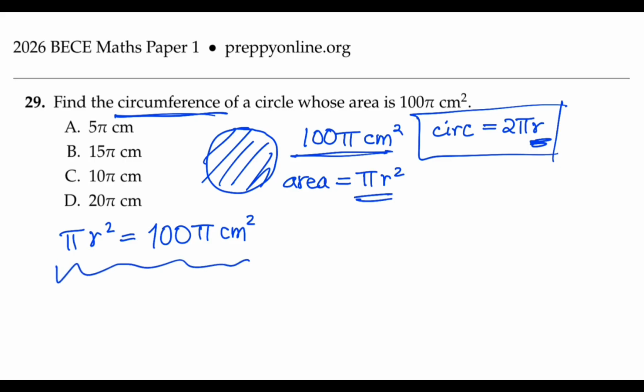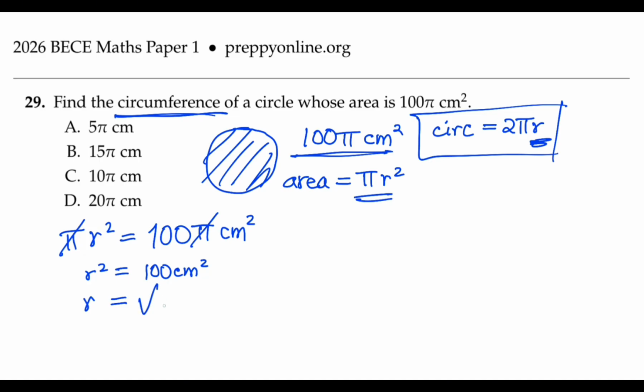So we can divide both sides by pi. There's pi here. There's pi here. So if you divide both sides by pi, you just cancel out the pi. So we are left with r squared is equal to 100 centimeters squared. So we take the square root of both sides because we have r squared, and we want r to stand alone. So if we take the square root of r squared, we get r.